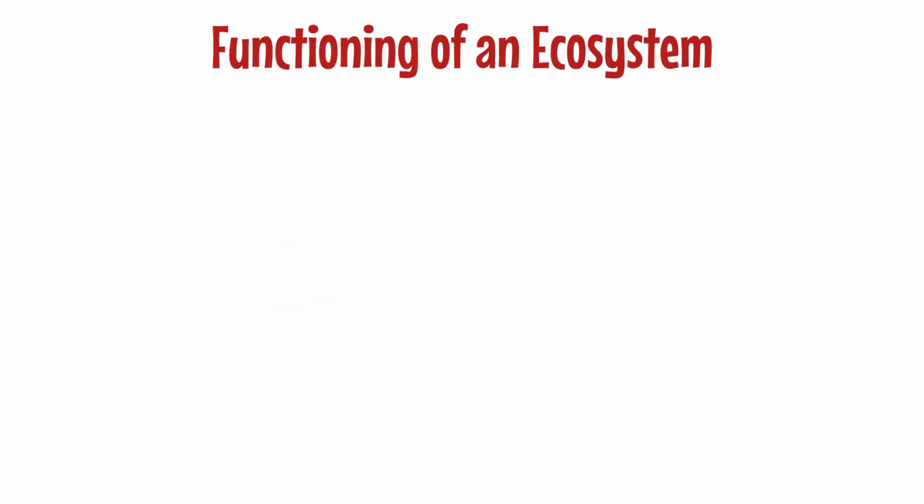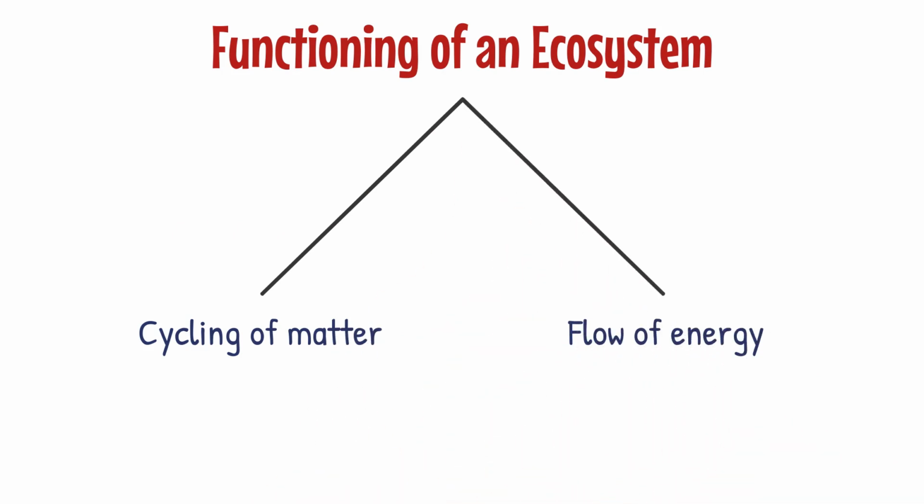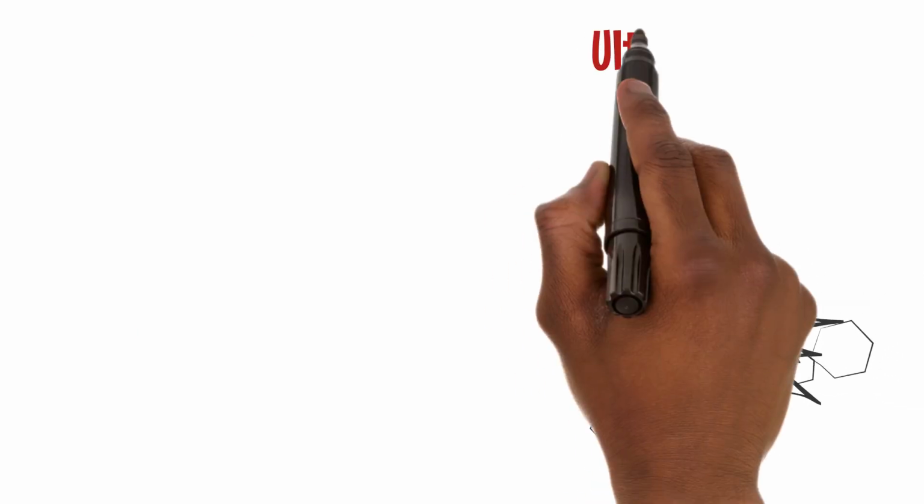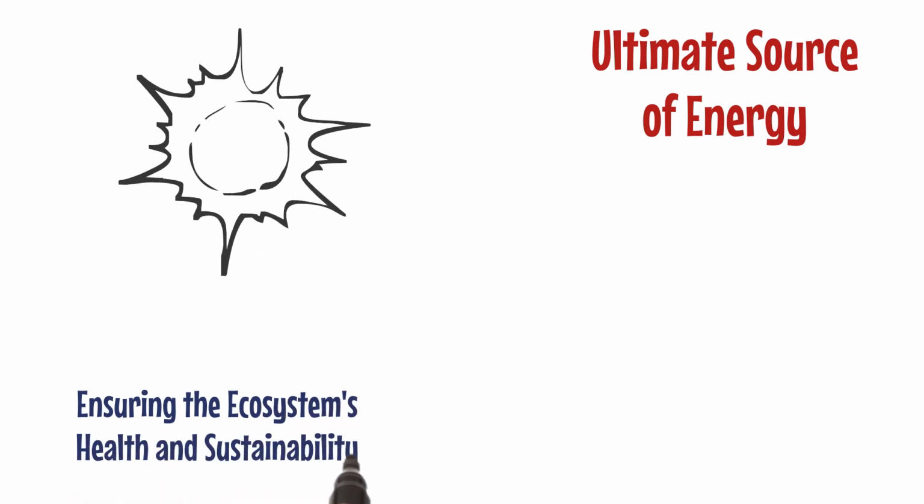The functioning of an ecosystem revolves around the cycling of matter and the flow of energy. Unlike energy, which flows in one direction and is eventually lost as heat, nutrients cycle continuously. The sun is the ultimate source of energy, driving these processes and ensuring the ecosystem's health and sustainability.